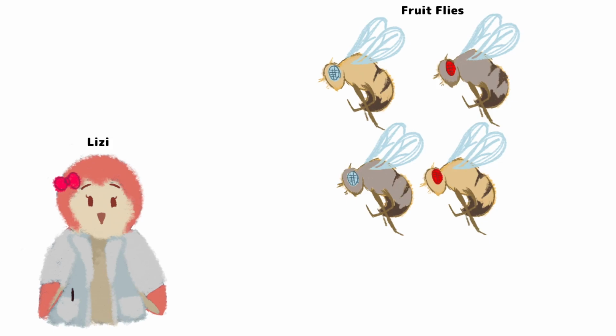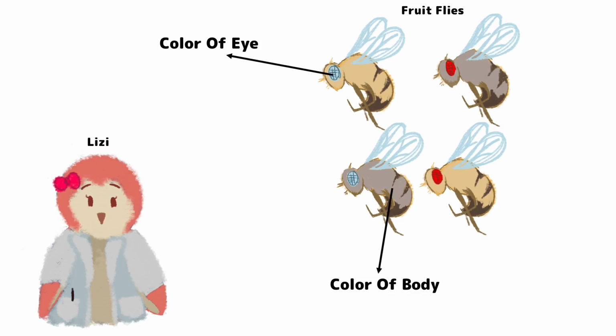Here are the fruit flies, and she decided to observe two traits, the color of the eye and the color of the body. She also concluded prior to the test that the white eye color and the yellowish body are recessive traits. Well, that's when her experiments begin.